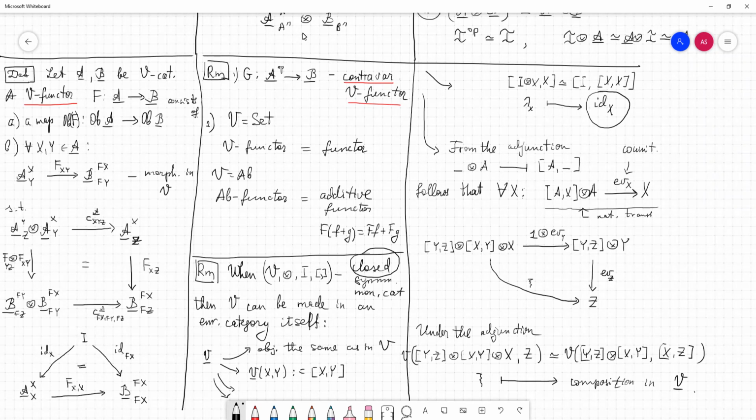So I will fill the space. We will say that V underline is a self-enriched category. So every closed symmetric monoidal category can be promoted to a self-enriched category using internal home as an object of morphisms.